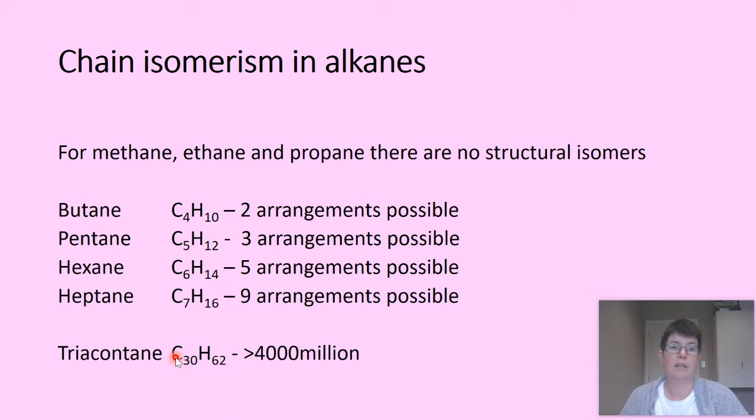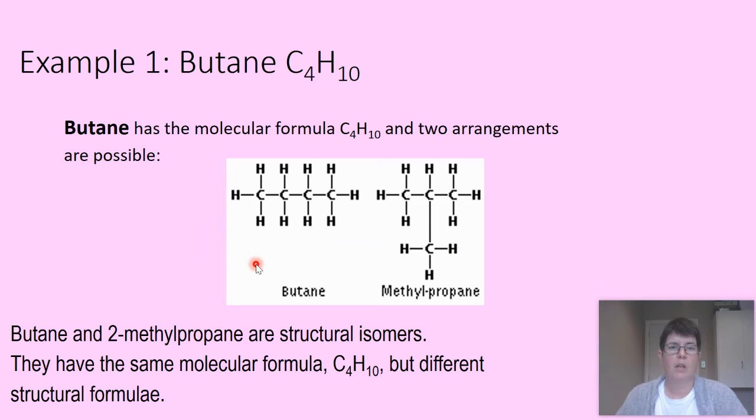And if you get up to C30, which is called triacontane, then it's over 4,000 million different combinations of how you can draw it. But in level 2 chemistry, we're only worried about carbon 1 to carbon 8. So let's have a look at this example, butane.